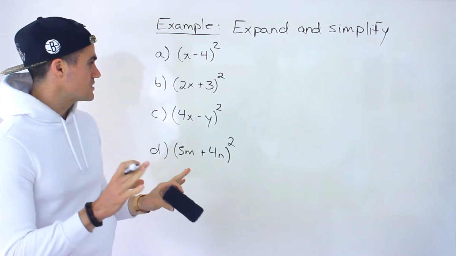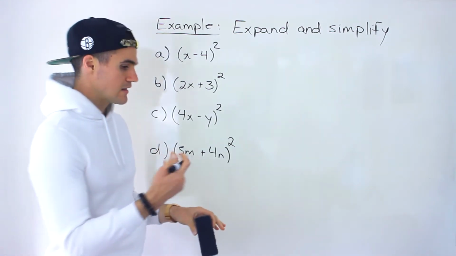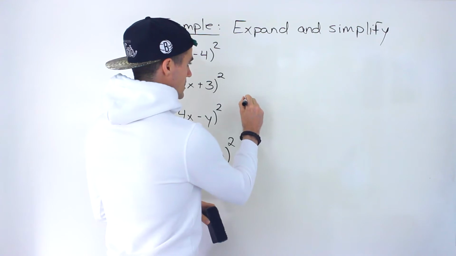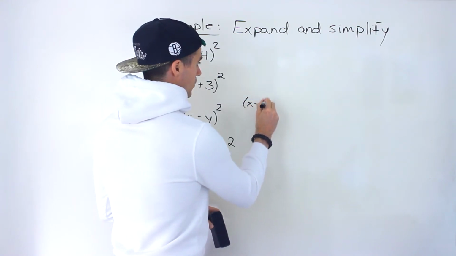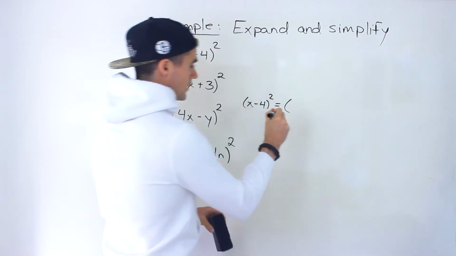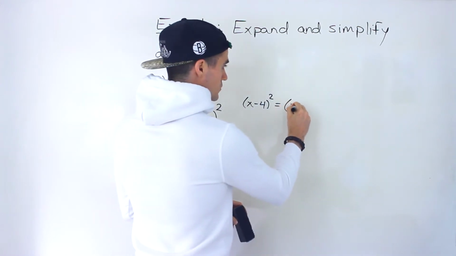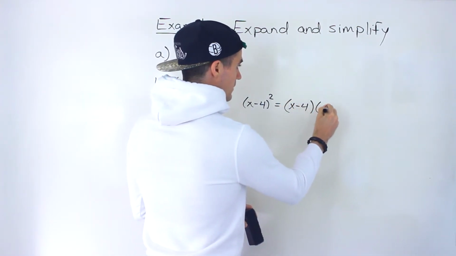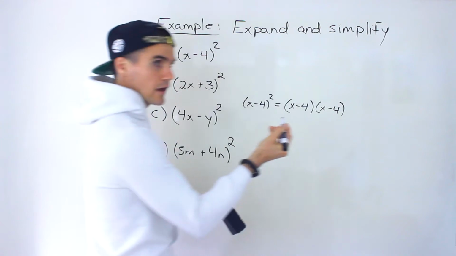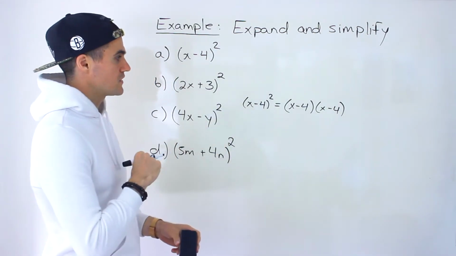Now, there's different ways to do this. Personally, the way that I'm going to do this, so for example, like x minus 4 squared, I'm going to do it just manually. So I'm going to write out x minus 4 times x minus 4, and then just multiply those two brackets like we've been doing in previous videos.